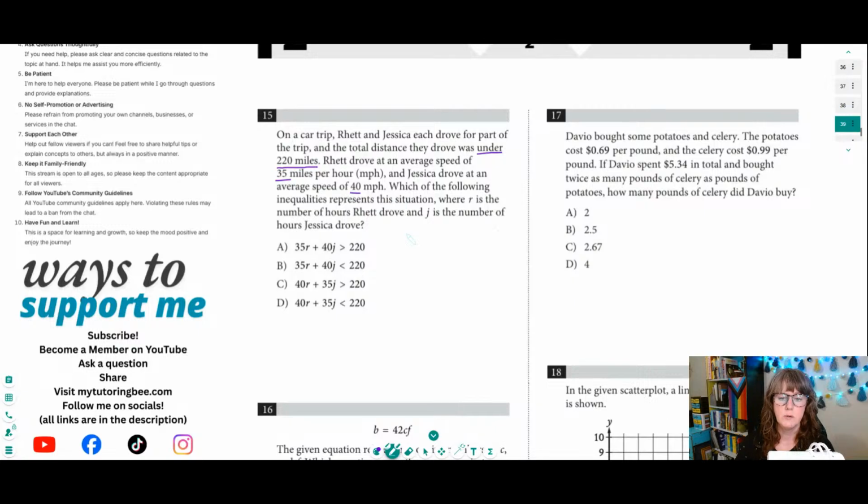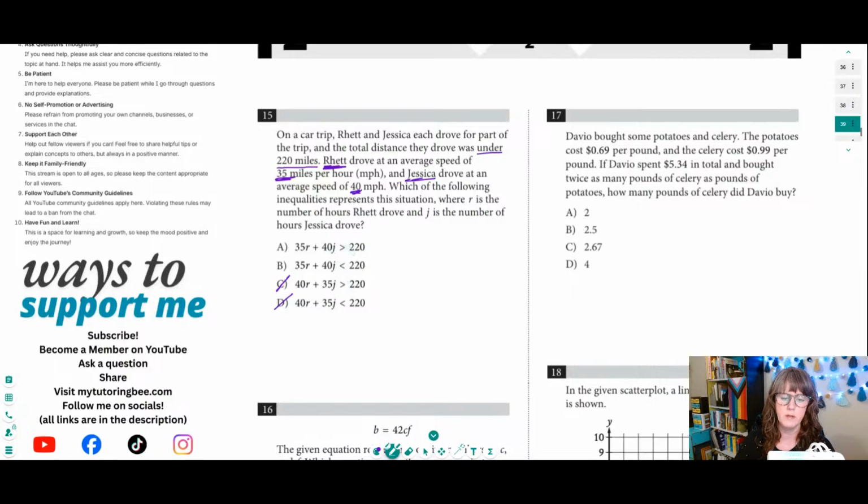So let's see. Since Rhett drove 35 miles per hour, I'm looking for 35R in one of my equations. And I only see that in these first two. So automatically C and D are out because they've got 40R. And that corresponds with what Jessica drove. Jessica drove 40 miles per hour, so we should be multiplying her number of hours times 40.